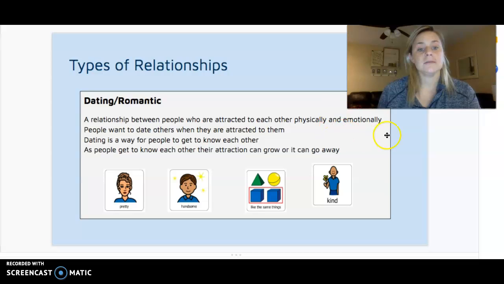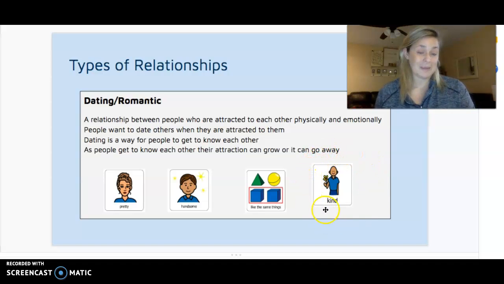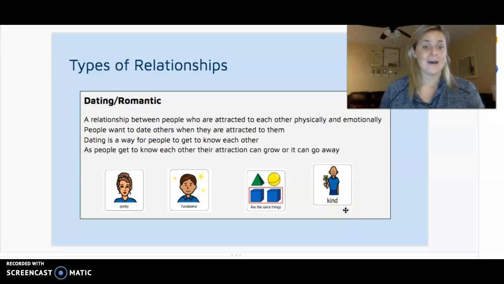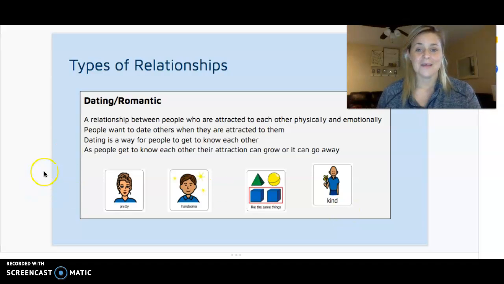And then emotionally means that they're attracted to them because they like the same things, they have a lot of things in common, and they like their personality. So they might be kind or nice or sweet. People want to date others when they are attracted to them. Dating is a way for people to get to know each other.